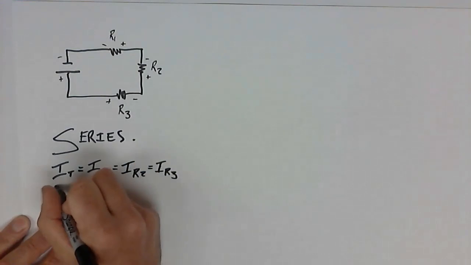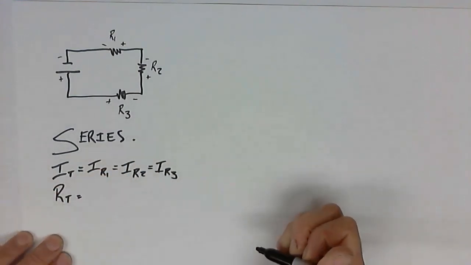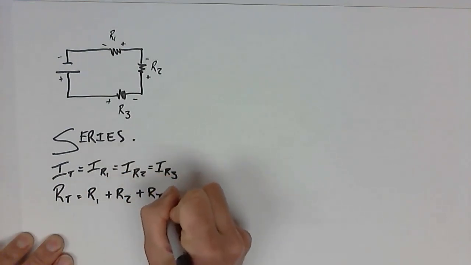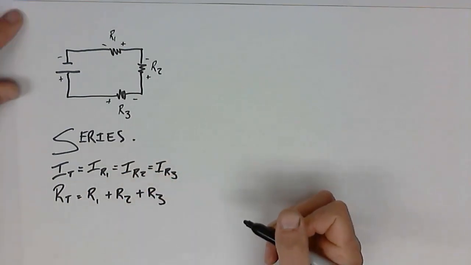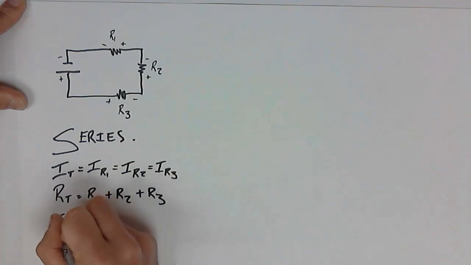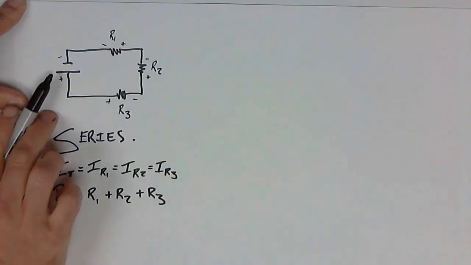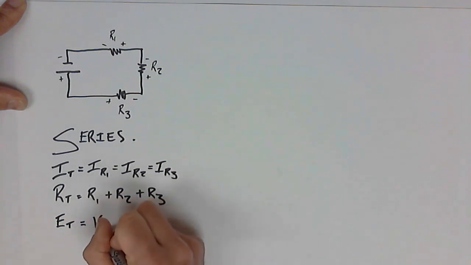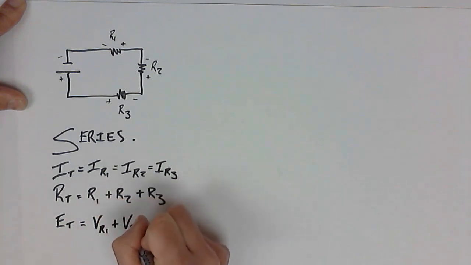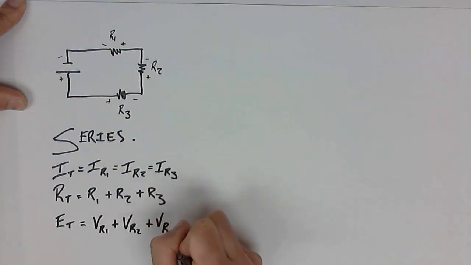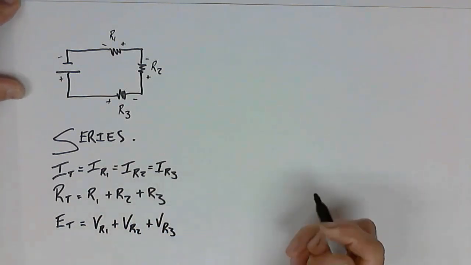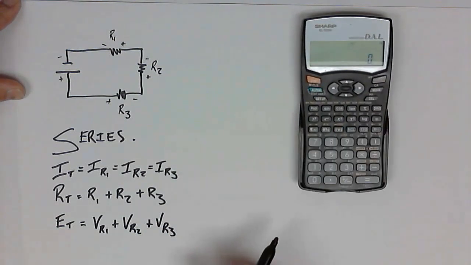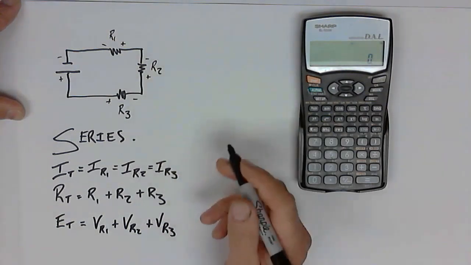How about total resistance? R total is equal to R1 plus R2 plus R3. And finally, what about the voltage? E total, that would be E, my source, is equal to voltage 1, or R1, plus voltage R2 plus voltage R3.